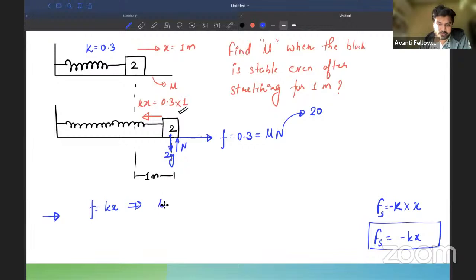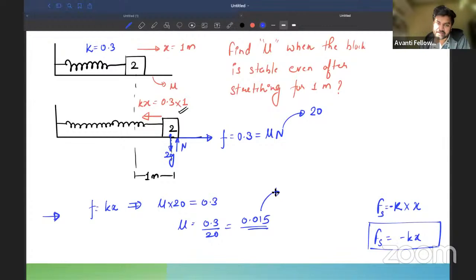Okay, so we can equate both the forces, that is friction force equals kx, right? Friction force is mu into 20 and kx is 0.3, so mu should be equal to 0.3 divided by 20, that is 0.015. Okay, and spring constant does not have a unit, right? So directly we'll write 0.015.